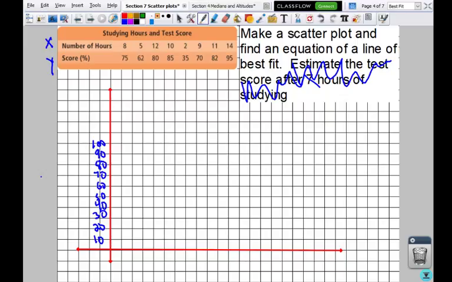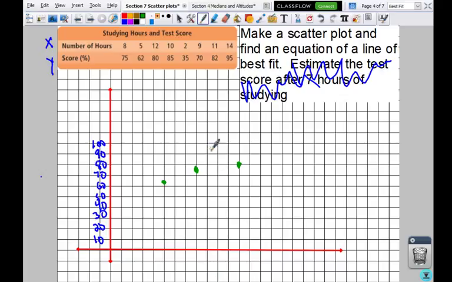And we're going to have to kind of estimate where our points are, but that's fine. So my first one is 8, 75. 1, 2, 3, 4, 5, 6, 7, 8. And then up here to 75, which is right there, just about good enough. Then I got 5, 62. 1, 2, 3, 4, 5. 62 is about right there. 12, 80. 1, 2, 3, 4, 5, 6, 7, 8, 9, 10, 11, 12. 80 is up like right here.